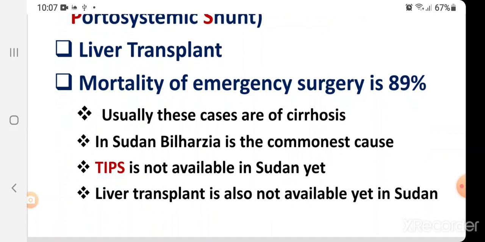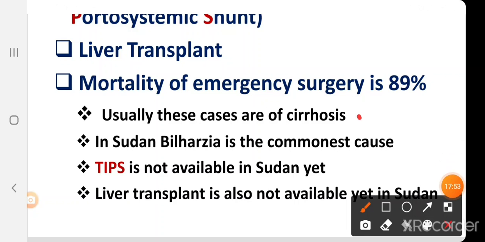And usually the cases which are refractory to treatment are cases of cirrhosis. In Sudan we have bilharzia, so we don't see these refractory cases in Sudan. Almost all of the patients are treated with endoscopy successfully. We don't have TIPS in Sudan yet, and we don't have liver transplantation in Sudan yet. We will start this very soon, inshallah.